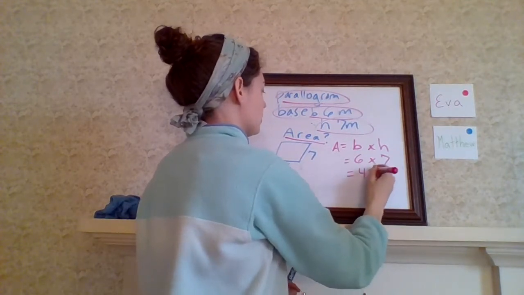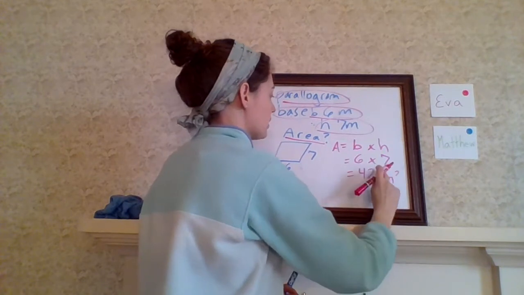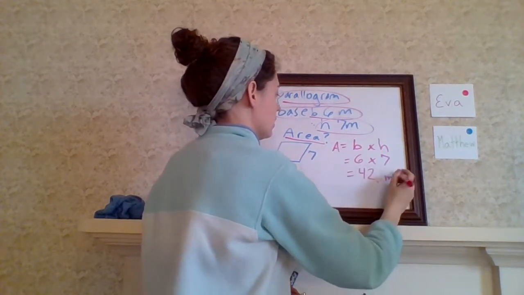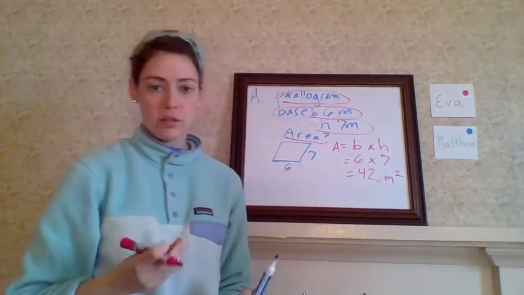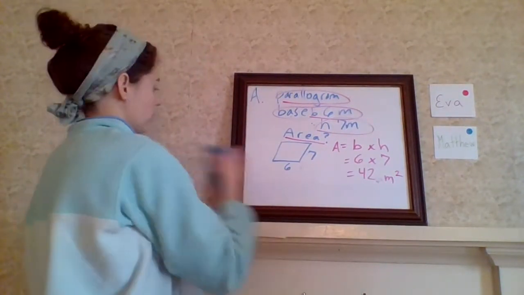So we multiply those together, and then we write our units down. Oops, not centimeters, meters. 42 meters squared. So we found our answer. Okay, let me run through another question with you.